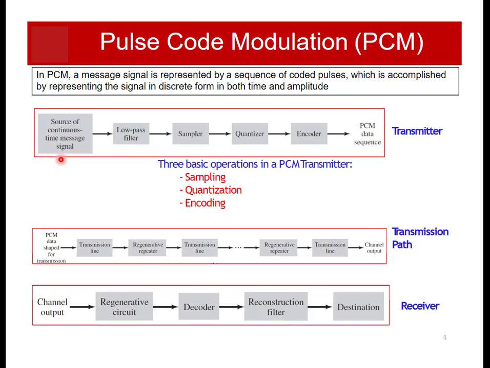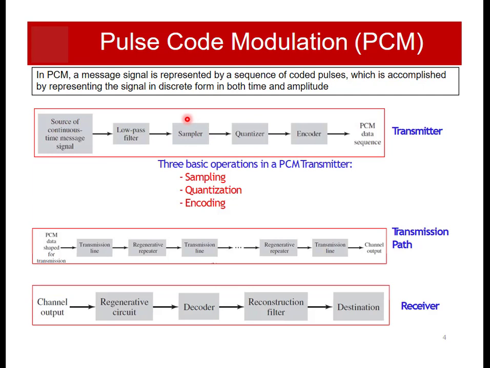Okay, so at first we pass it through a low pass filter. This low pass filter is also known as anti-aliasing filter. We will know about this low pass filter in detail in a later section. The output of this low pass filter is then fed to the sampler. The sampler basically samples the continuous signal.